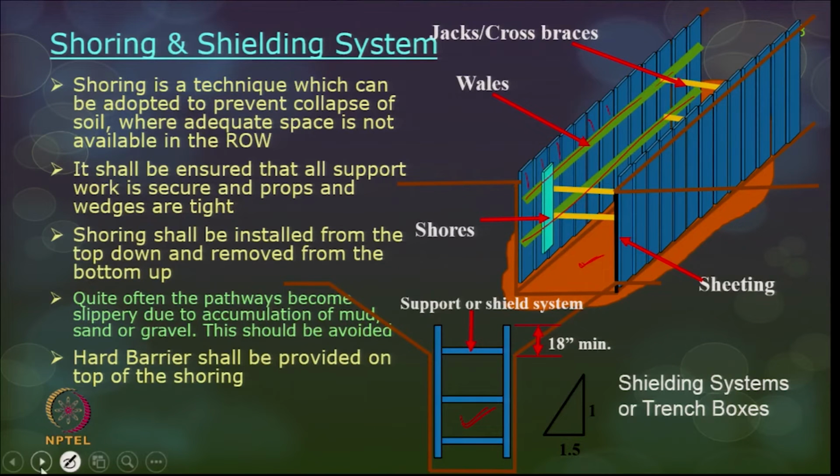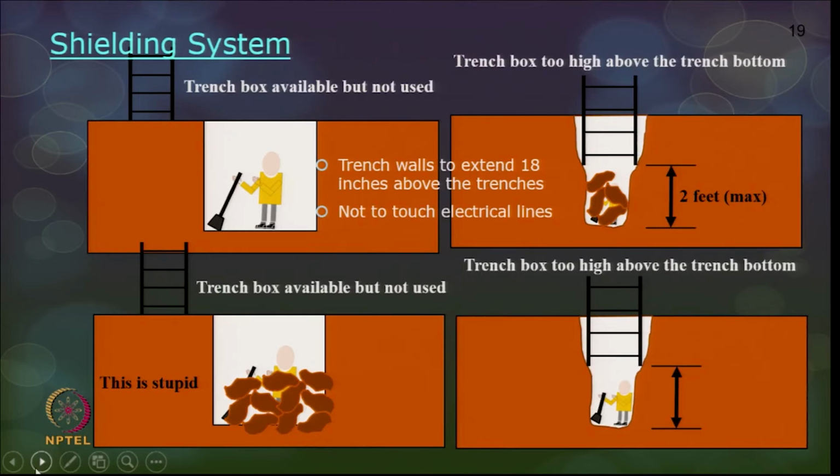Now, let us see more on the trench shields. These trench shields are like boxes. They come as boxes, which you have to put into the excavated portion. As you start cutting out the earth, you put these boxes inside, and the workers can start working inside these boxes.